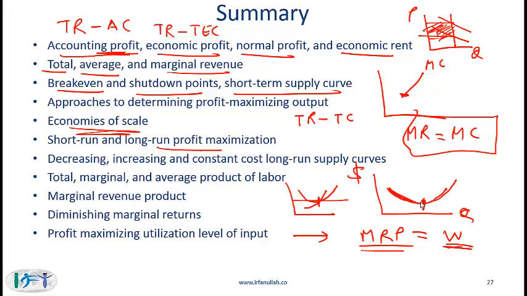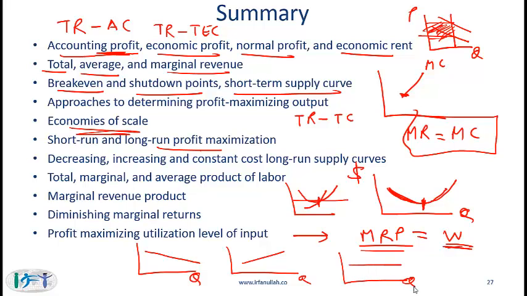Decreasing, increasing and constant cost industries. Here we talked about the supply curves in the long run. In a decreasing cost industry, as the industry produces more, the costs come down. In an increasing cost industry, as the quantity produced increases, the costs go up. This would happen in industries such as the oil and gas industry. And then you might have a constant cost industry where the average cost stays the same regardless of the quantity produced.